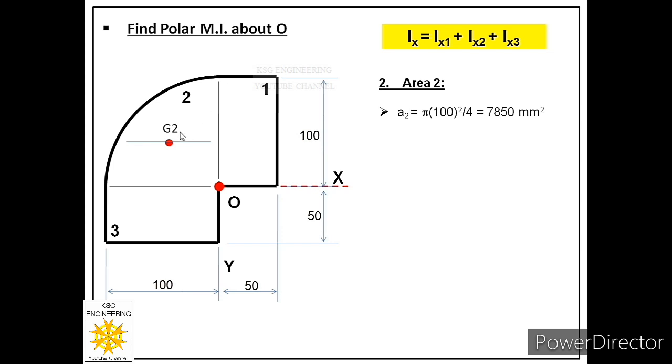So from that centroid we will draw its centroidal axis and we will keep that axis parallel to the main axis. Main axis is horizontal axis, so we have drawn centroidal axis of area 2 as a horizontal axis. Now what is the next step? Next step is find the distance between these two axes. So that will be called as h2. So let us find that distance.